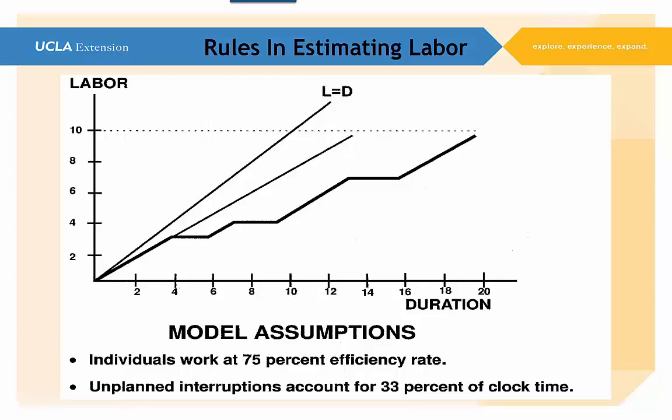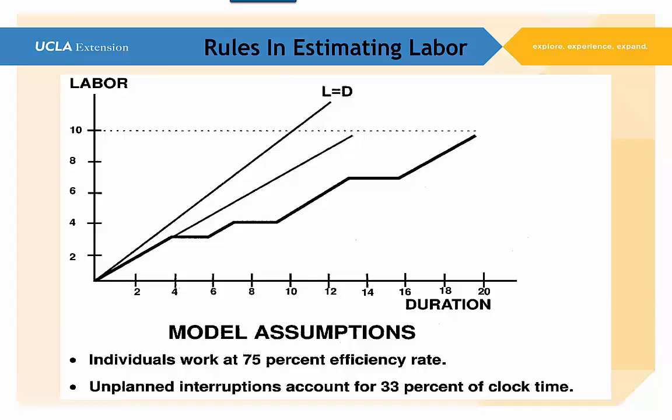And you'll see that 10 hours of labor crosses 10 hours of duration, and that's perfect. That's 100%. So in other words, if somebody works for 10 hours or 10 days, I will get 10 units of labor from them, exactly what it is they put in. So it's 100% efficient.